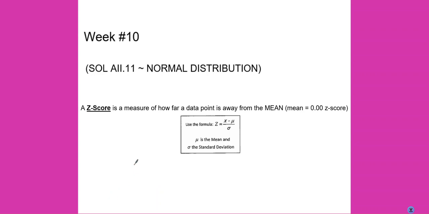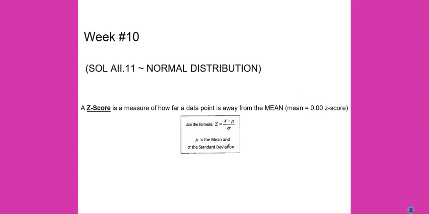Topic number 10, we're going to be talking about normal distribution. So a big part of normal distribution is z-scores. Here is our z-score formula. It measures how far a data point is away from the mean. So the mean has a z-score of 0 because it's nowhere from itself.